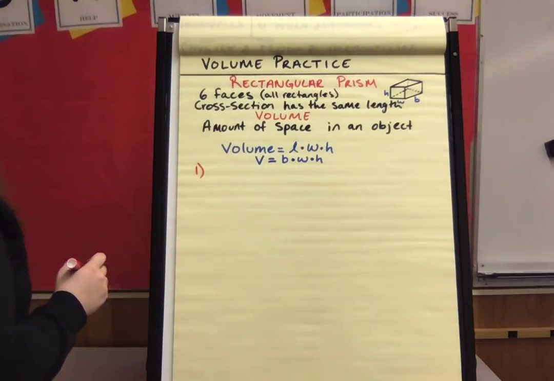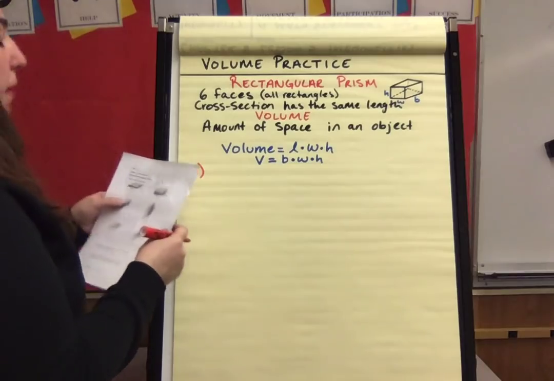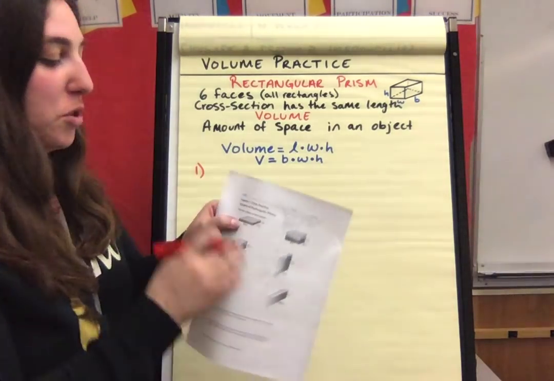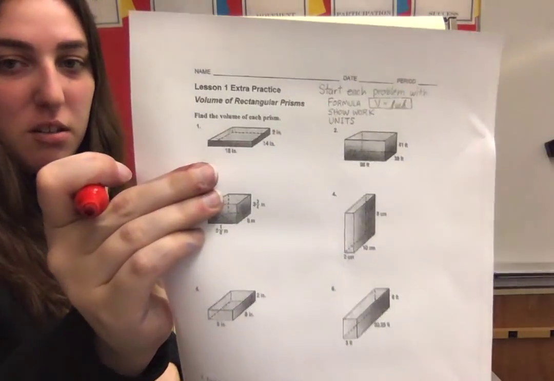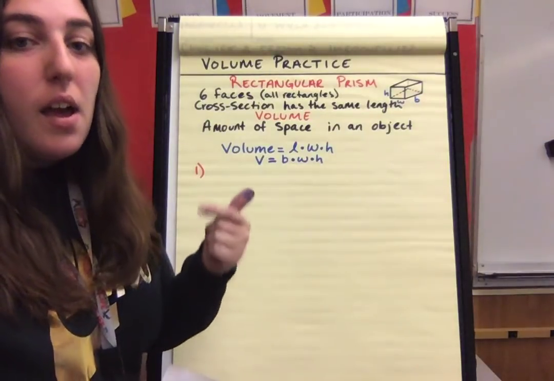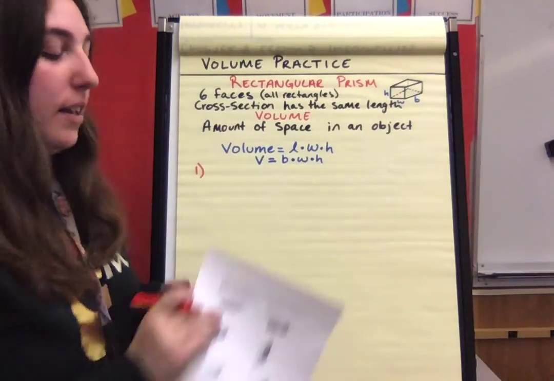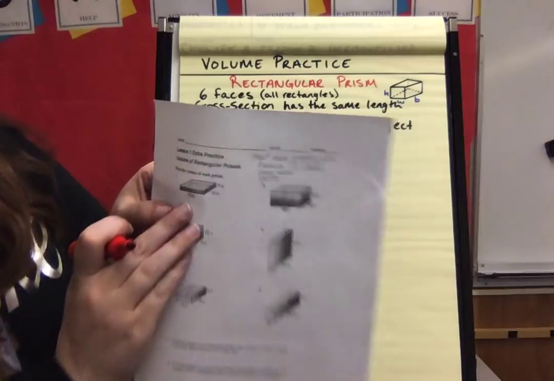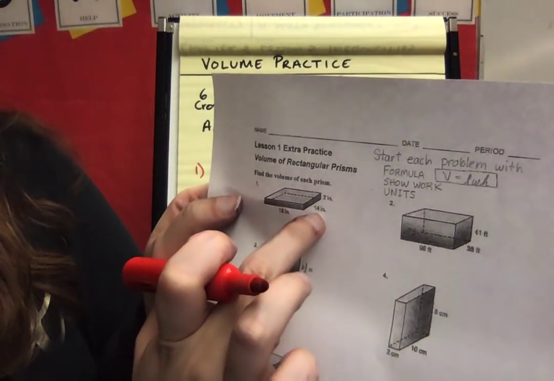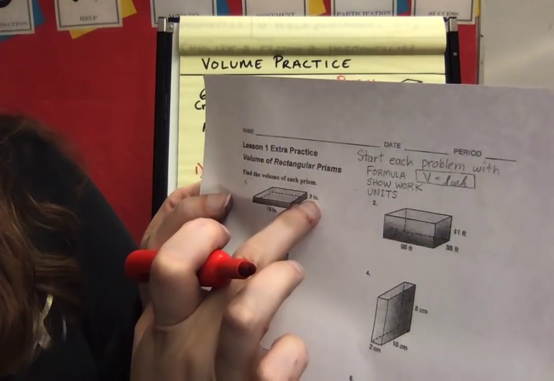Okay, so in number 1 we have, I'm not even going to try to draw it because I know it won't look right. So just, you have the worksheet, you know what it looks like. I'm just going to write down what our base, our width, and our height is. So our base, I'm going to say our base is this right here. This is our width, and this is our height, okay?